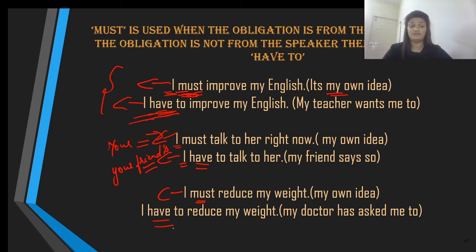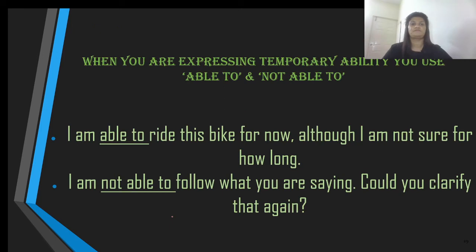I have to reduce my weight because my doctor thinks that I have put on weight, and to remain healthy, my doctor has advised me that I have to reduce my weight. So that is the difference between must and have to. Remember this and use it correctly in your examinations. Moving on, the next is able to and not able to.